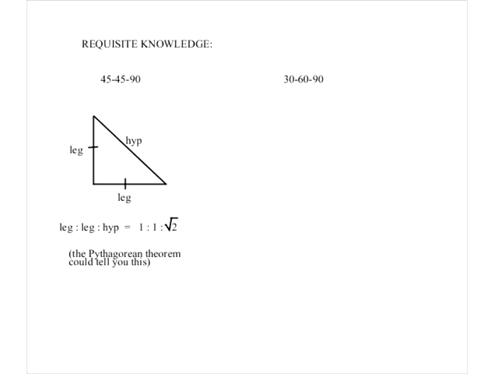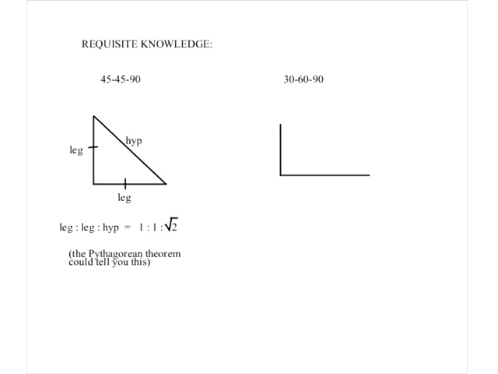For a triangle that's 45, 45, 90, you've got two equal legs and you've got a hypotenuse. So this is a leg. This is another leg, and this is a hypotenuse. In this triangle, leg to leg to hypotenuse equals 1 to 1 to square root 2. And that's just something you have to know, much like you would just have to know that the area of a circle is pi r squared. In this case, the Pythagorean theorem could tell you this.